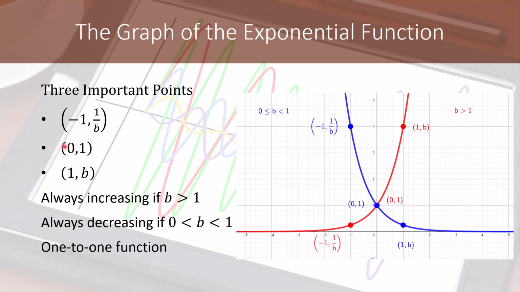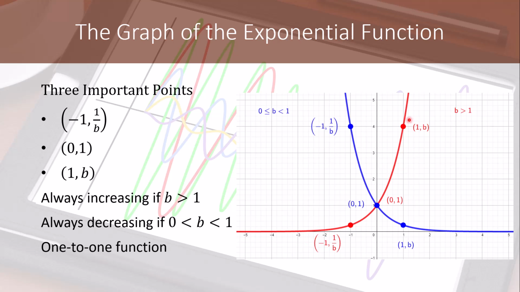Now, the second point is the point (0, 1). Every exponential function, unless it is shifted or scaled in some way, will always go through the point (0, 1), where x is equal to 0 and y is equal to 1. And then finally, the third point is (1, b), where x is equal to 1, and then y would be equal to the base.